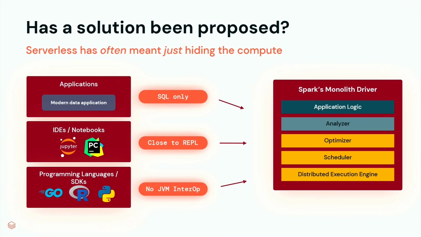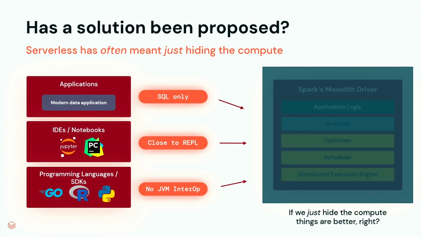So has a solution been proposed to this? Well, if you look at hyperscaler solutions, I would argue that one of the kind of canonical Band-Aid solutions is let's just make it serverless. Like serverless fixes everything, right? Well, we'll hide the compute, and if you don't see it, the problem doesn't really exist, right?